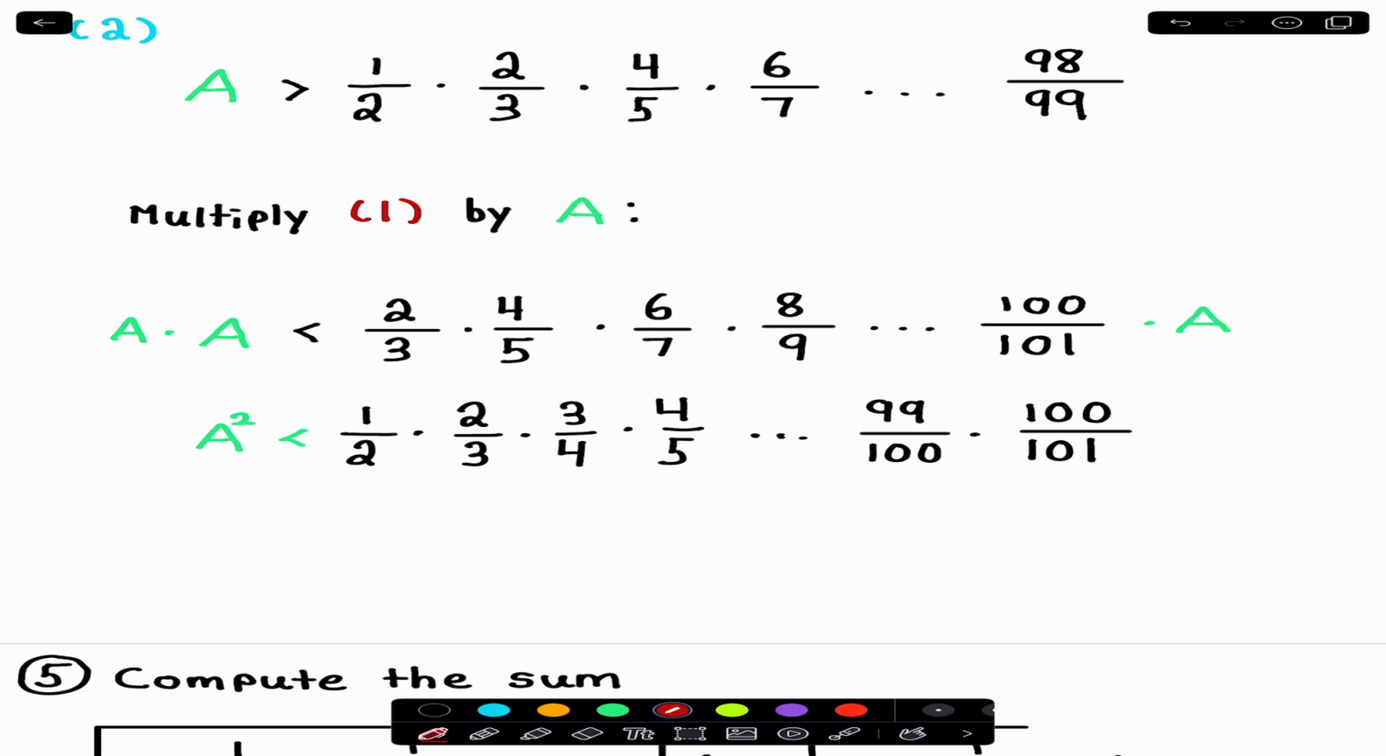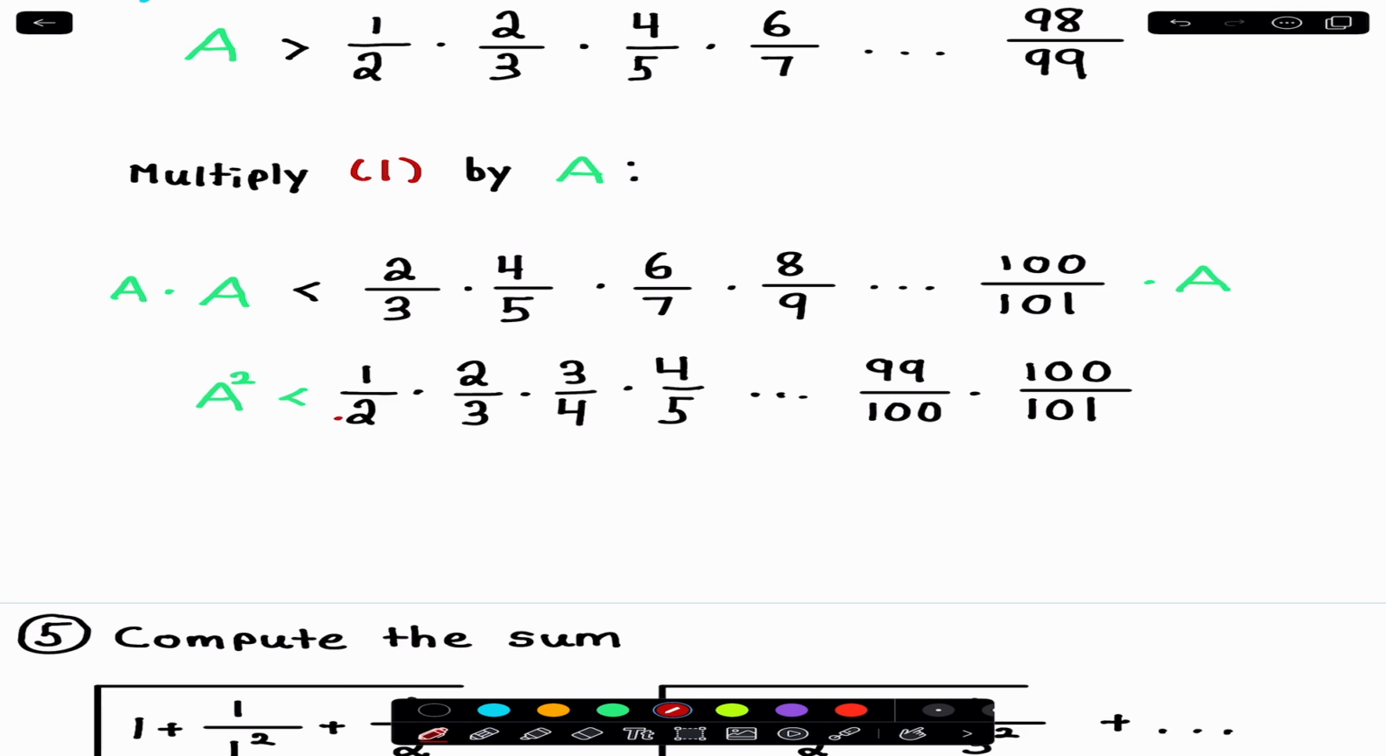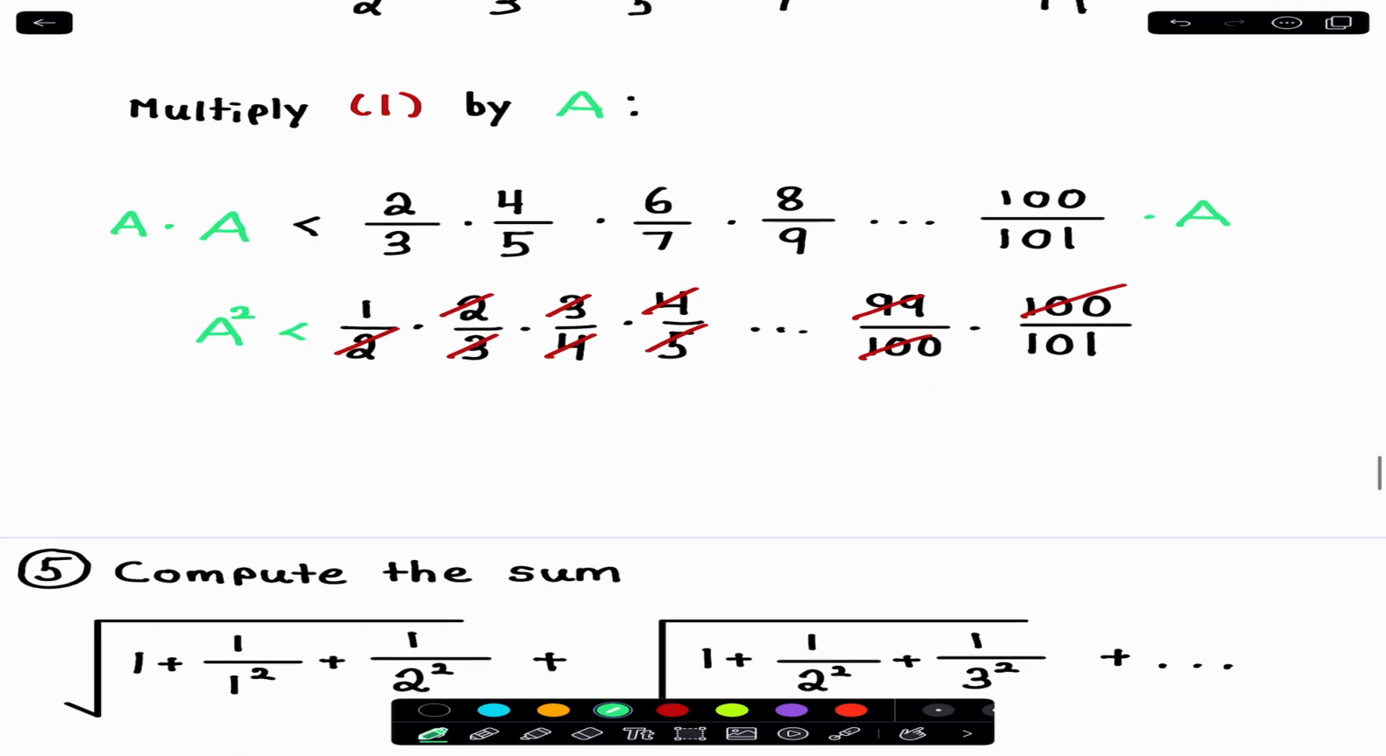And since this is a telescoping product, this 2 will go with this 2, this 3 goes with this 3, and it continues. So in the end, we are left with A squared is less than 1 over 101. So that's good to know.